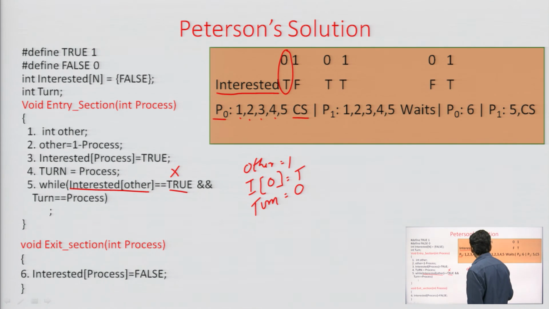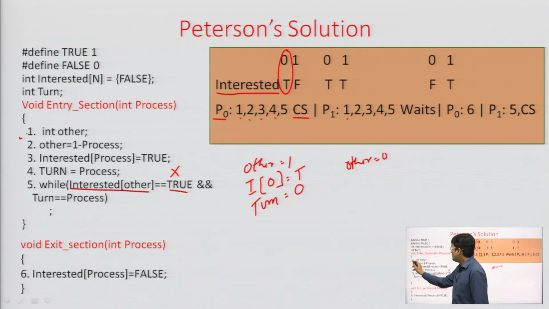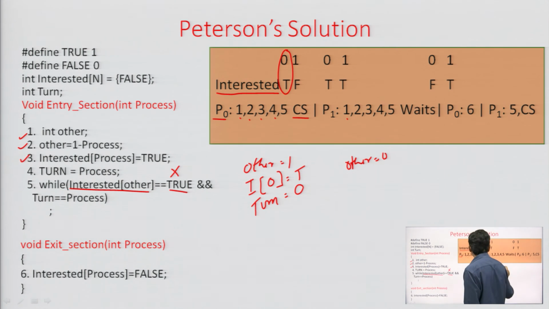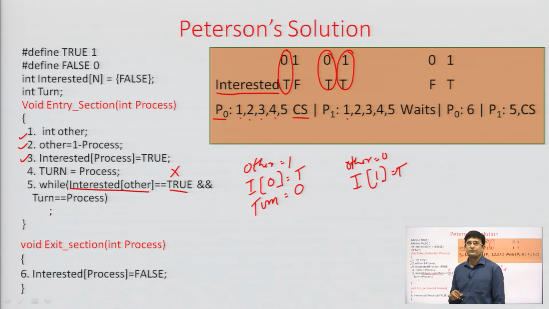Fine. Now, what about the P1 process? The P1 process is in statement number 1, it has set the other as 1 minus 1, that is 0. It is seeing that it has to enter the critical section. So, statement number 3 will set its interest as true. So, I1 is set as true. So, I0 is true and I1 is also true.